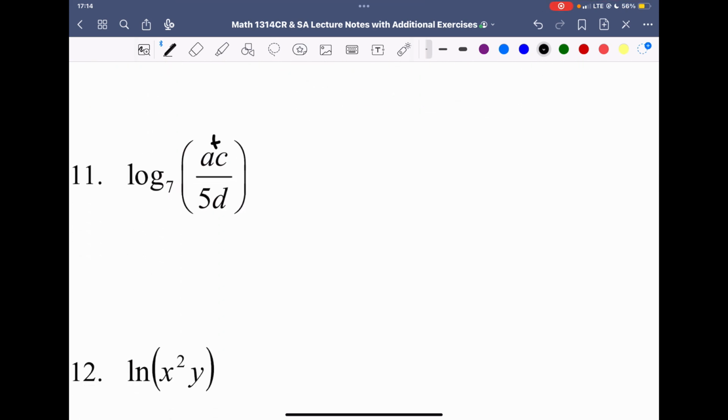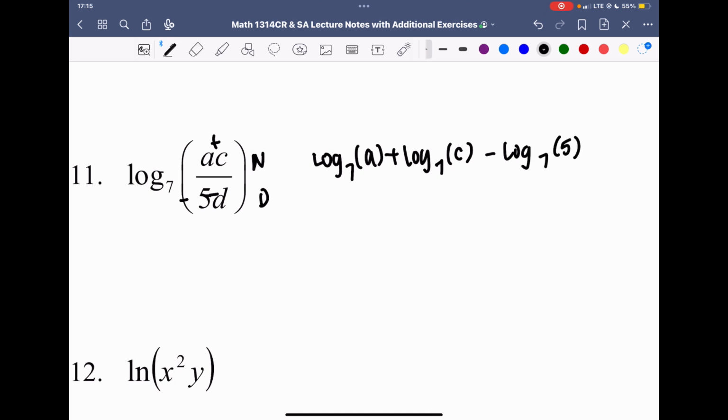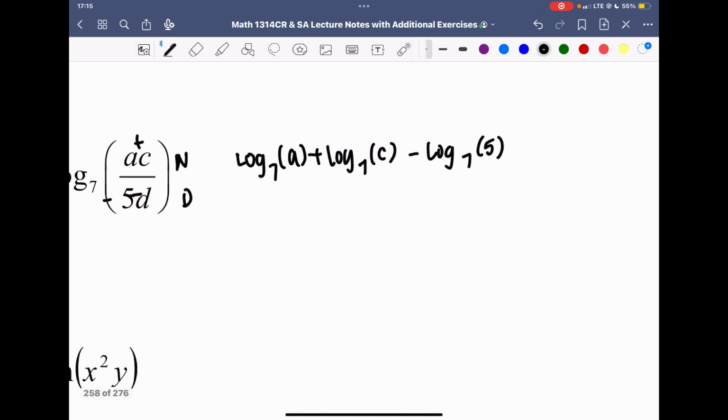These are going to be plus. This is going to be negative, negative. Actually, it's negative, negative. Numerator, denominator. Log 7a plus log 7c minus log 7,5 minus log 7d.